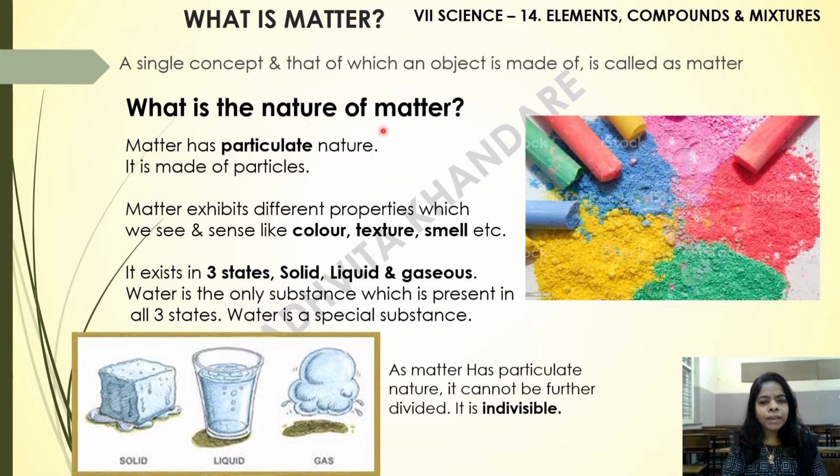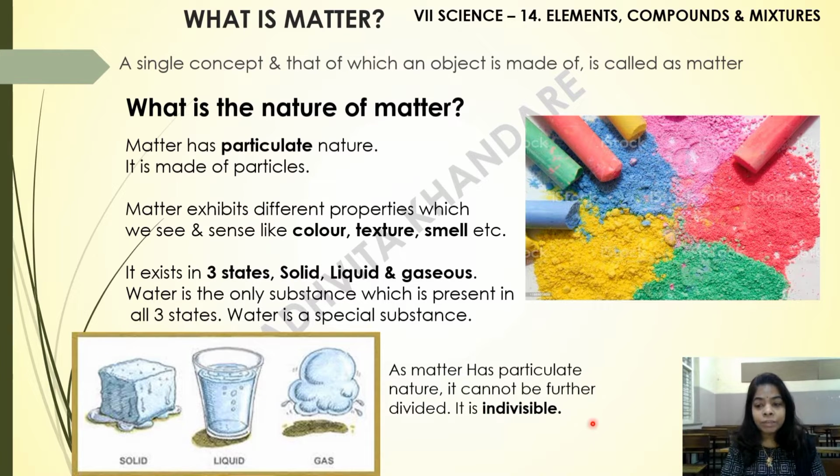What is the nature of matter? Matter has particulate nature. It is made of particles. Now what properties the matter is going to show? Matter exhibits different properties which we see and sense, like color, texture, smell, etc. It is existing in three states, children: solid, liquid and gases. Water is a special liquid because it is existing in all the three states: solid, liquid and gas. And one more thing about matter, children: matter cannot be further divided.